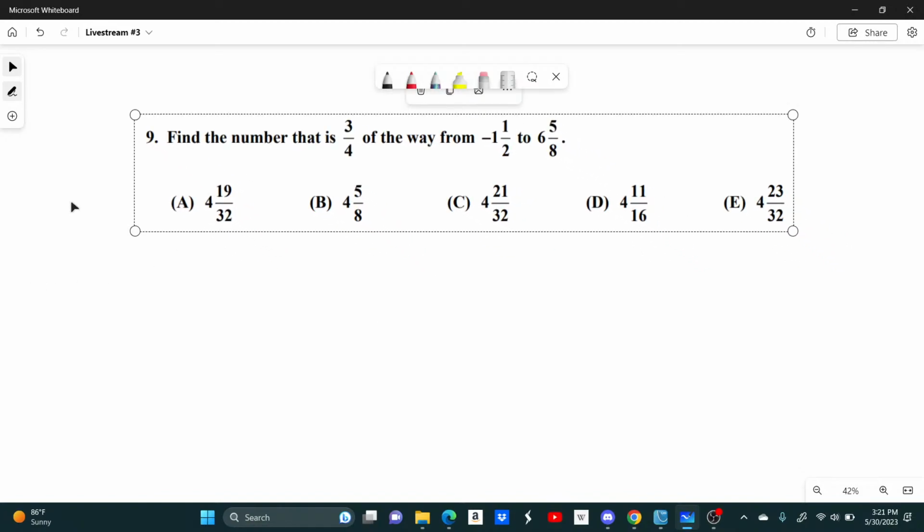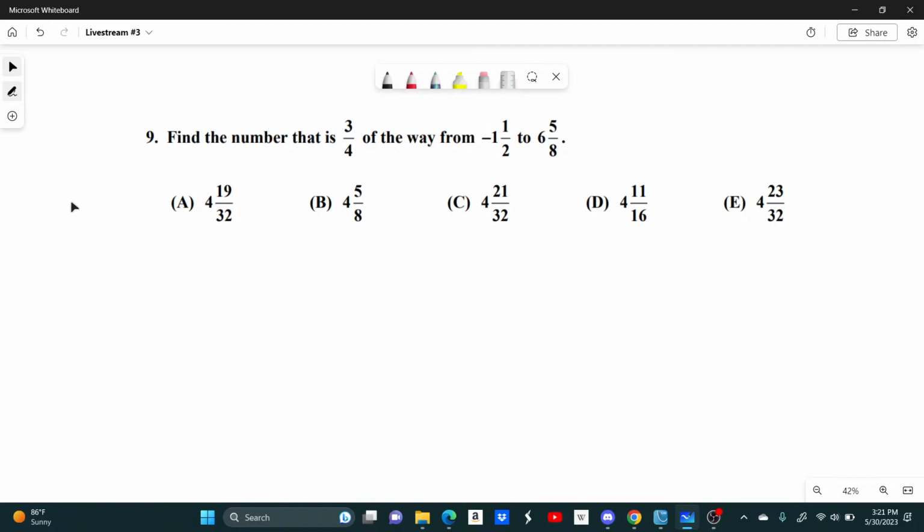Okay, number 9. Find the number that is 3/4 of the way from -1/2 to 6 5/8. So first thing you have to do is find the total distance between these two things. So the total distance between -1/2 and 6 5/8 is just the difference between those two, which, if you just subtract those, gives you 65/8. So that's the total distance.